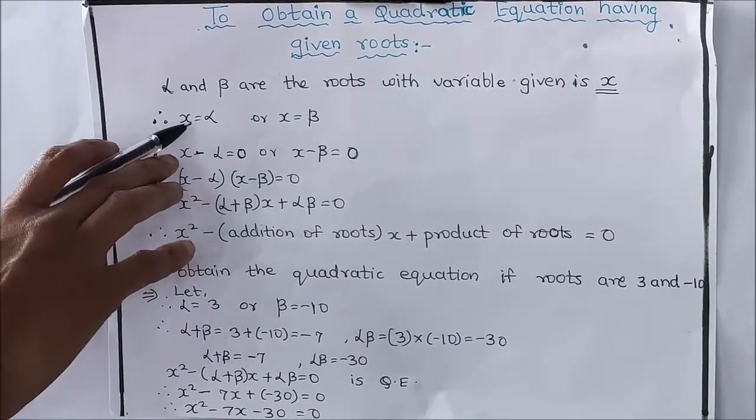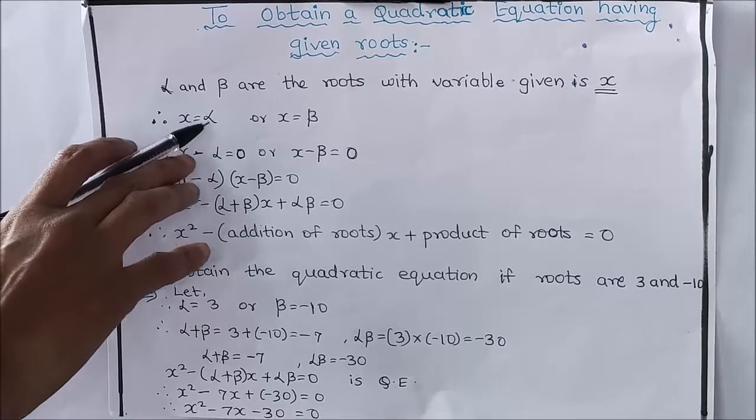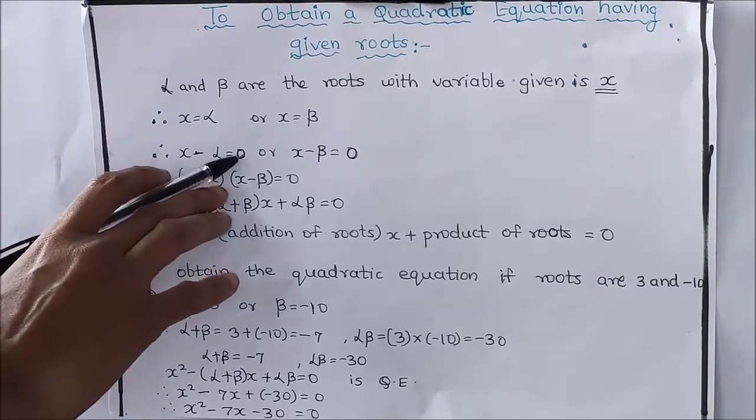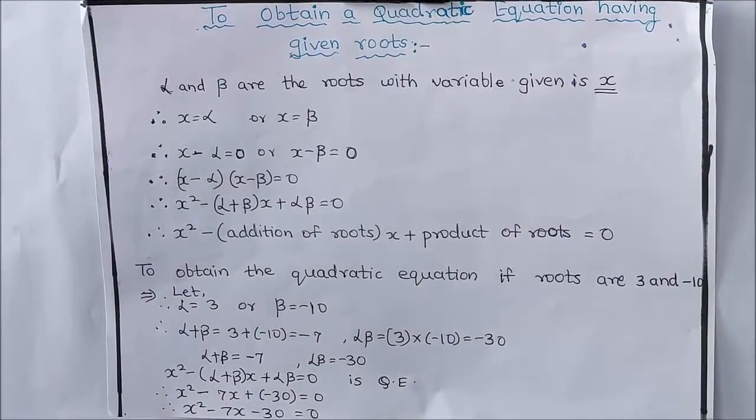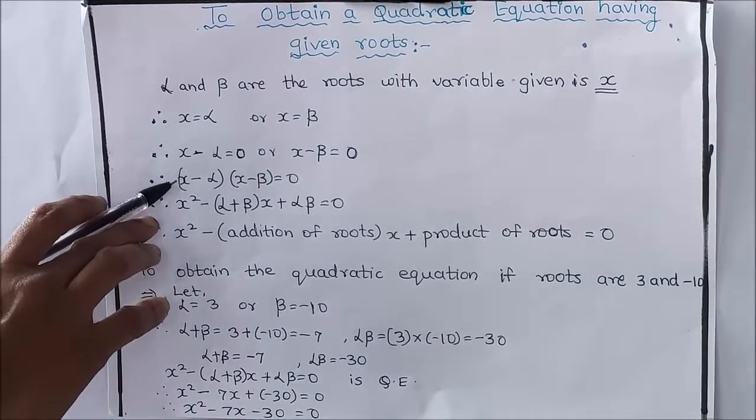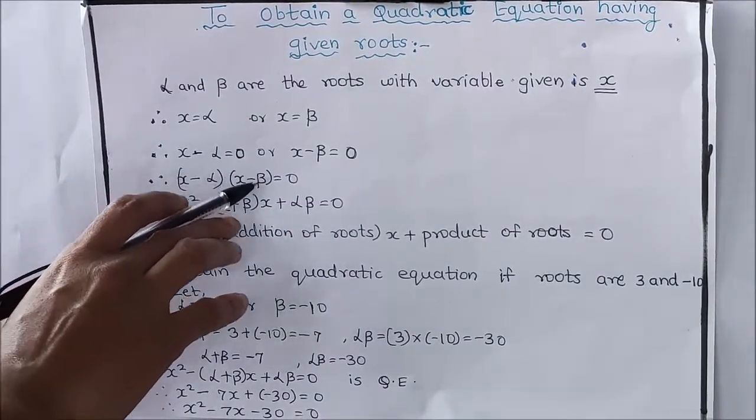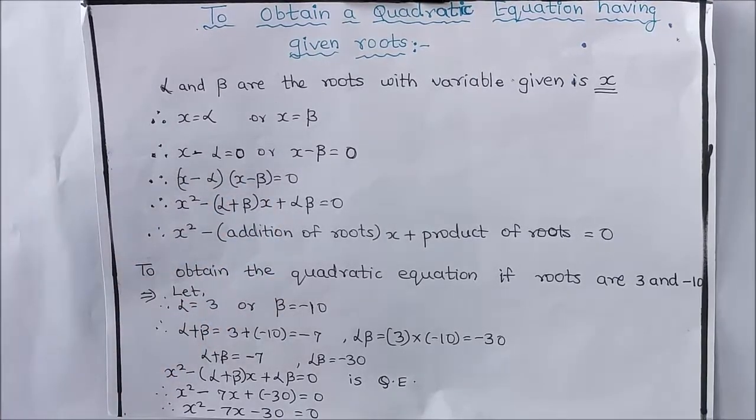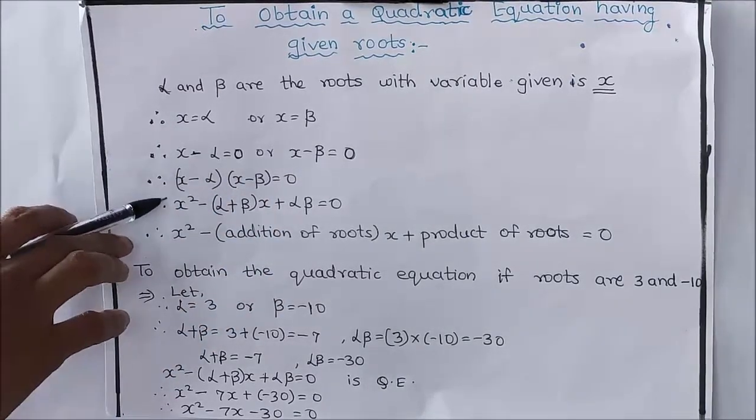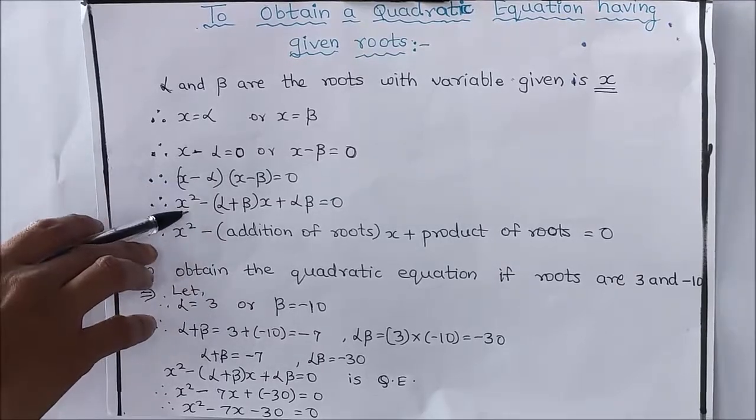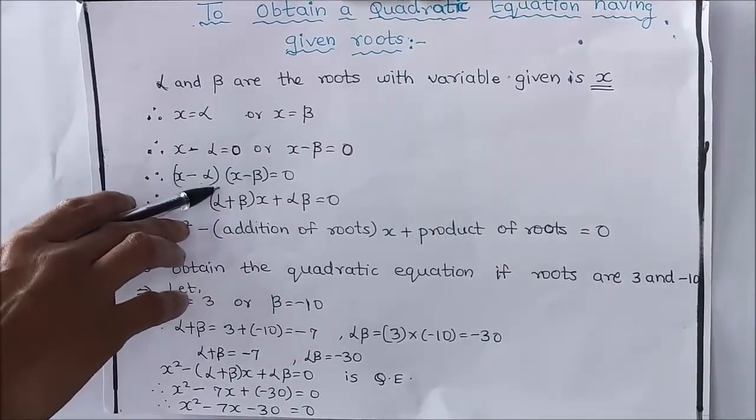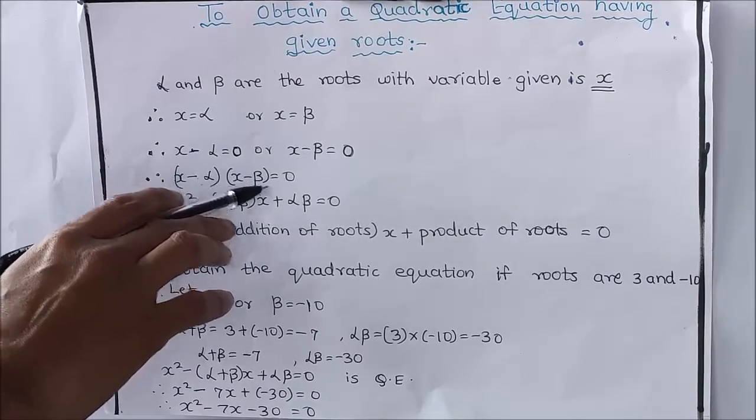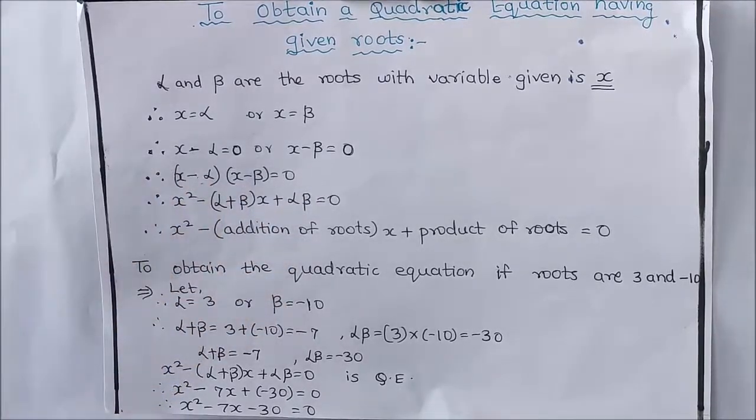Now we will equate this with 0. Therefore, x minus alpha equals 0 or x minus beta equals 0. Now we have x minus alpha into x minus beta equals 0. So we will multiply this. x into x is x square, minus alpha into x, minus beta into x. Minus of minus is plus, alpha beta equals 0.